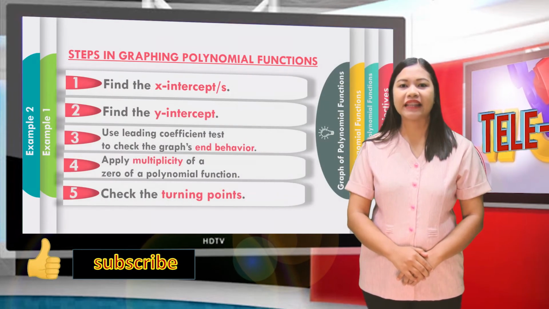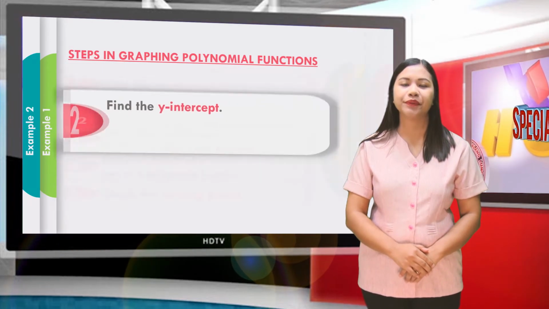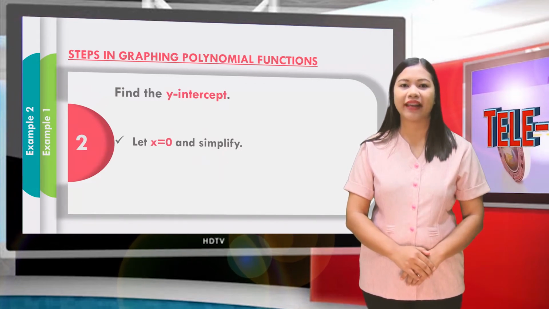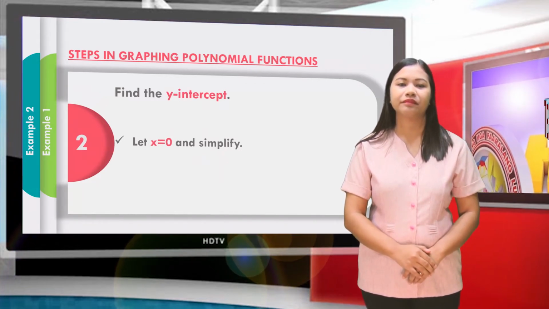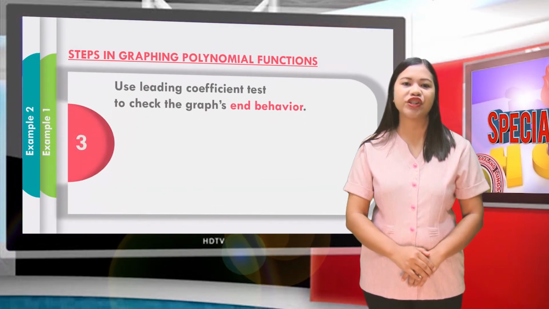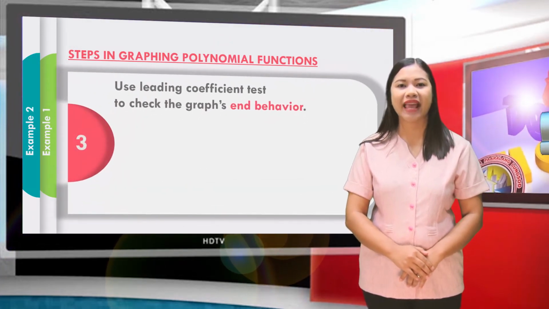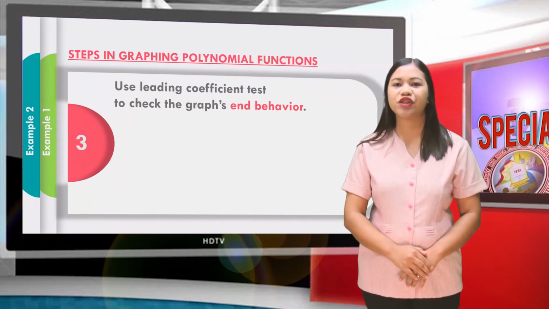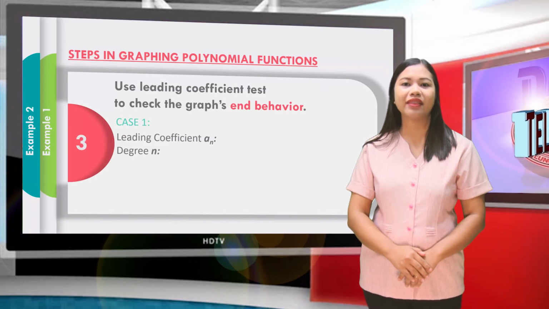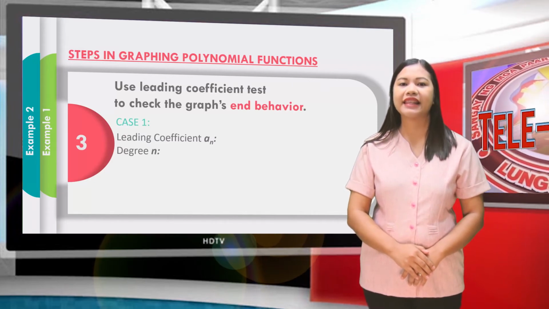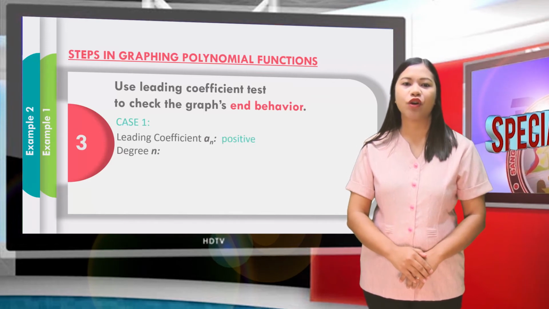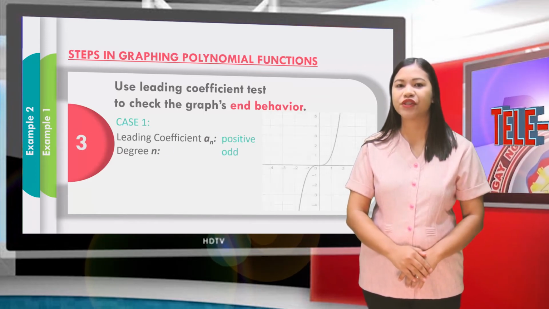To find the y-intercept, we have to let x be equal to 0 and simplify. There are 4 cases in using the leading coefficients to check the graphs and behavior. Here's the first case. If the leading coefficient a sub n is positive and the degree n is odd, the graph rises on right and falls on left.